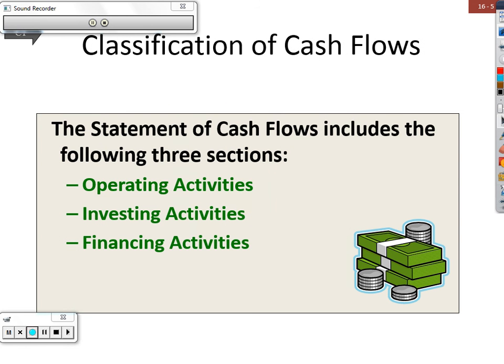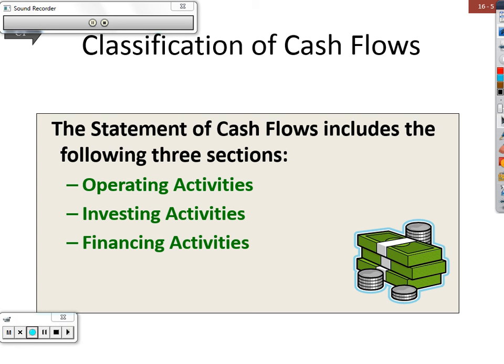So these are the three activities or three sections of the cash flow statement that you have to be familiar with: operating activities, investing activities, financing activities. Now, operating activities are those activities that involve day-to-day changes, day-to-day cash inflows and outflows. So that means anytime that money is received for whatever aspect in that business, or money is paid for whatever aspect in that business, then that's considered operating.